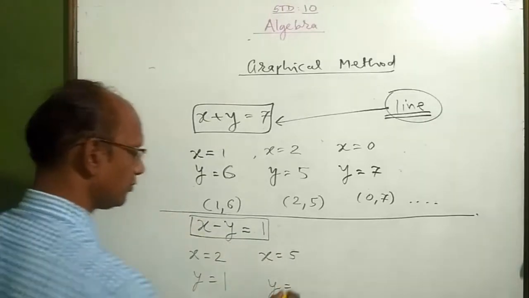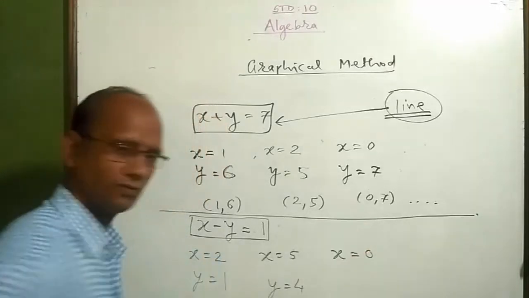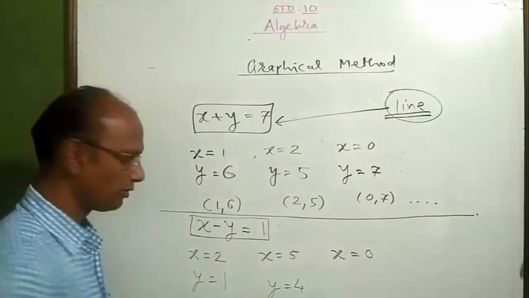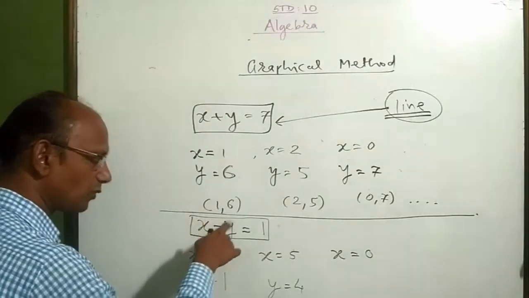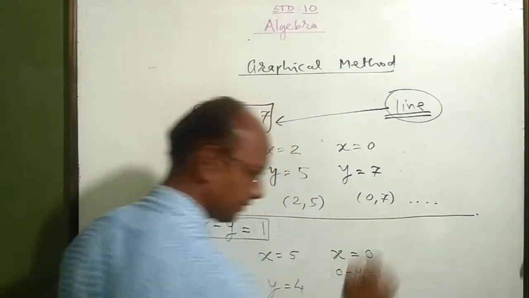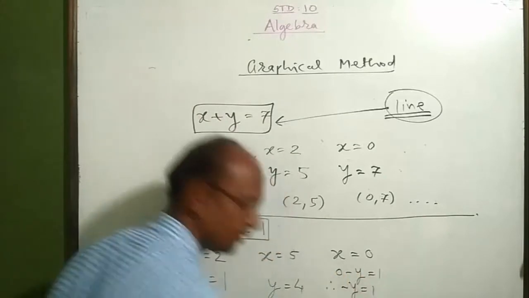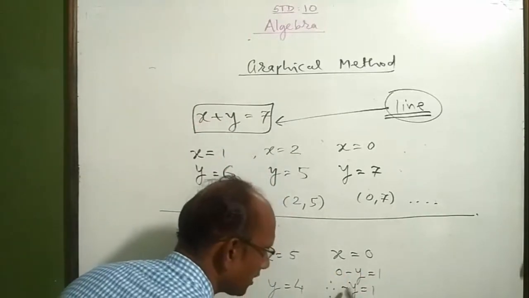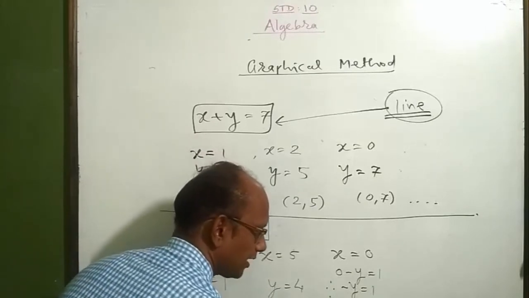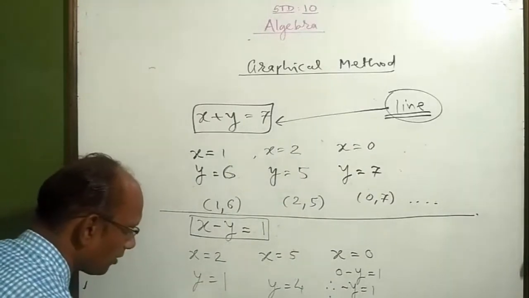The value of y is 4, no doubt. If we consider the value of x is equal to 0, what will be the value of y? So we will find it: 0 minus y is equal to 1. Therefore, minus y is equal to 1. Multiplying minus on both sides, we get y is equal to minus 1. So here we got a coordinate as 2 comma 1.